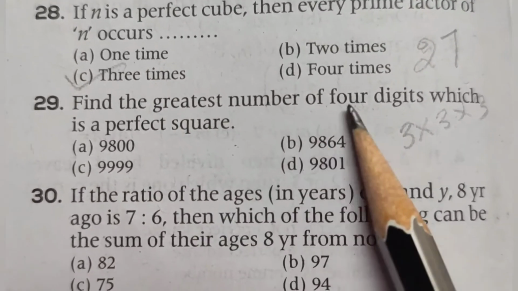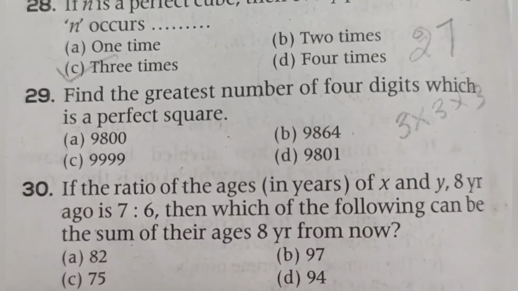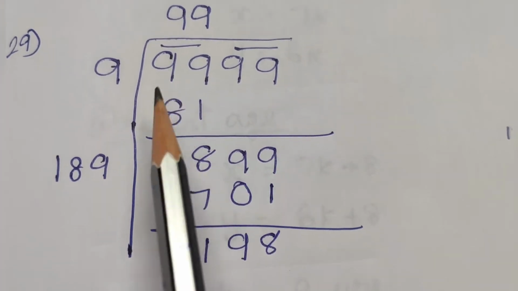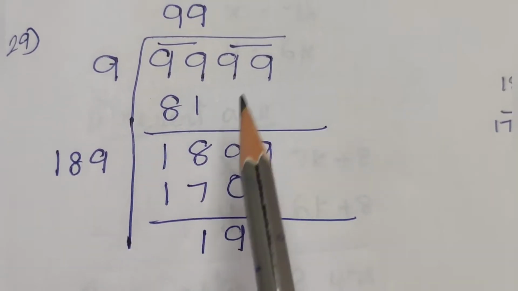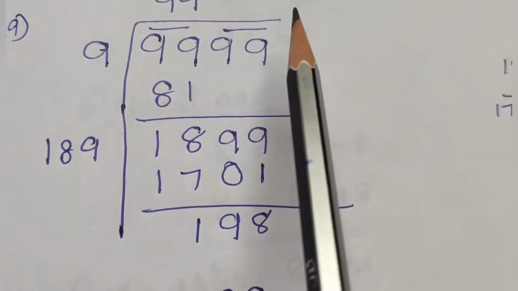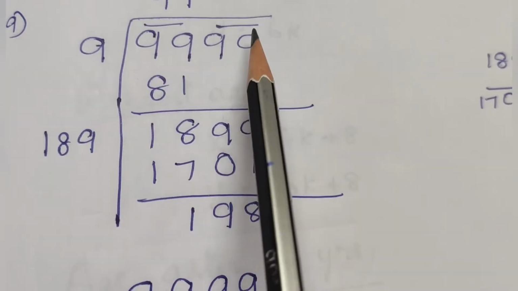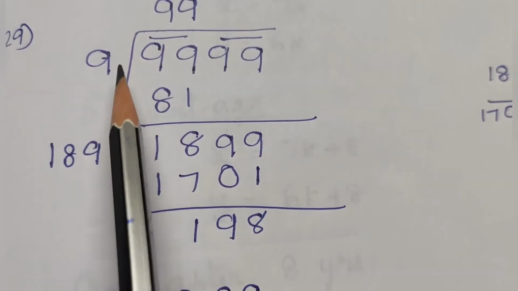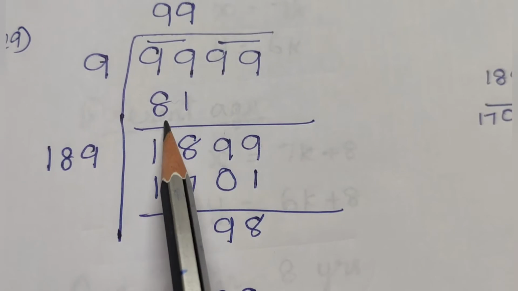29. Find the greatest number of 4 digits which is a perfect square. Greatest 4-digit number is 9999. I am going to take a square root of it. So pair it from right side. You pair 2, 2. You pair 2 numbers. So 99. The nearest square is 81. So 9 nines are 81.